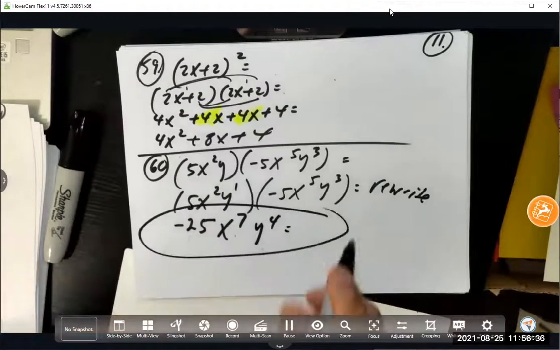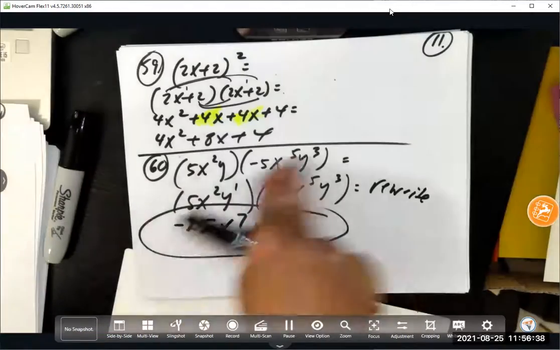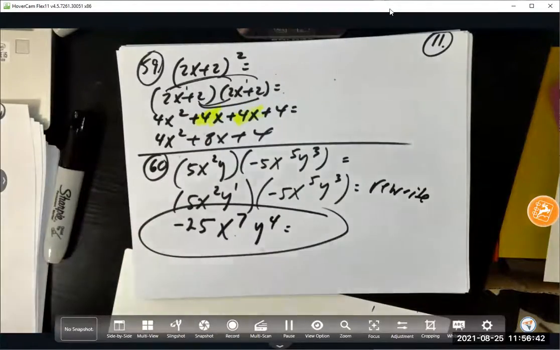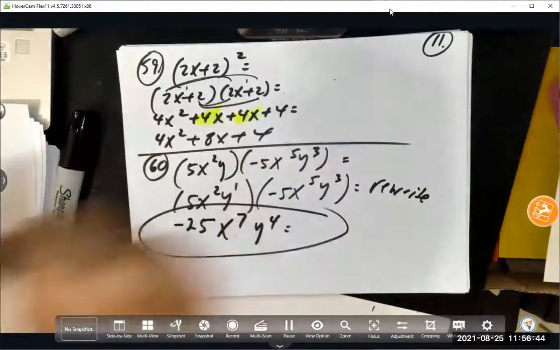So this one, I did add the powers because I'm multiplying. This one, we're just adding the x's and x's. That was all it was. Okay, only at the beginning we multiply. After that, you're just adding.